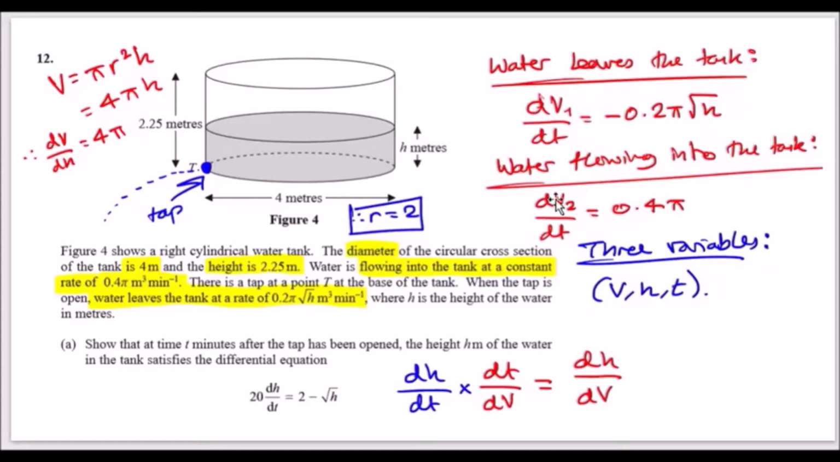So dV, I call it dV2 because there are two types. There are two things going on. dV over dt equals positive 0.4 pi. It's positive because it's entering the tank.